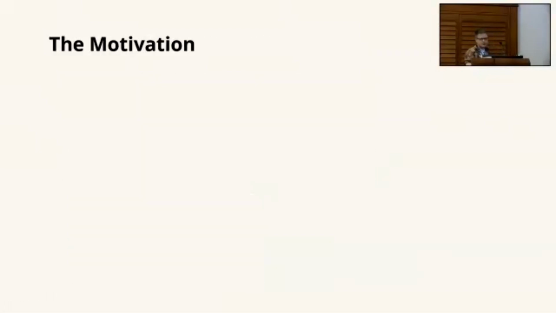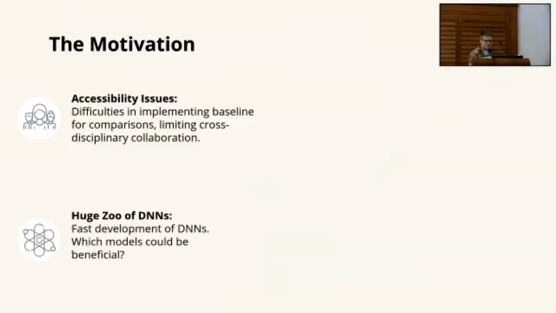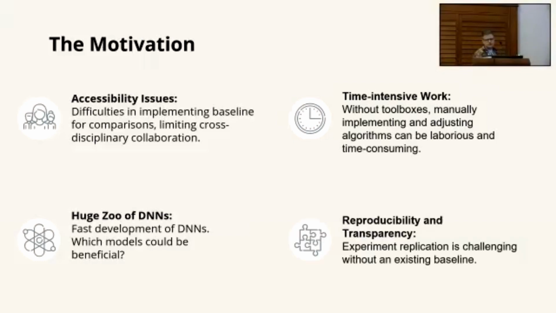While that is probably all common knowledge here, common knowledge is also that this kind of research has some accessibility issues. Of course, there are difficulties in implementing a baseline for comparison, which can limit the collaboration across the two disciplines. Another problem is the abundance of available DNNs, which can make it difficult to maintain an overview, especially if you want to cater to neuroscientific research. Additionally, conducting this research can be time consuming, especially if you have to implement everything on your own over multiple runs. And finally, reproducing existing studies in order to build from them can be difficult without an existing baseline, which also can hinder the transparency of those kinds of experiments.